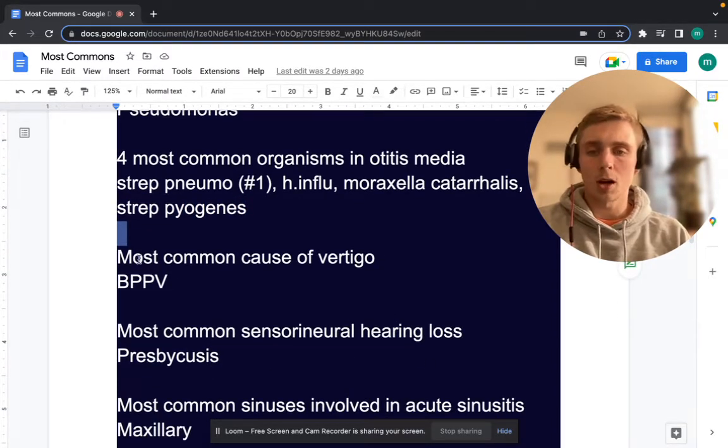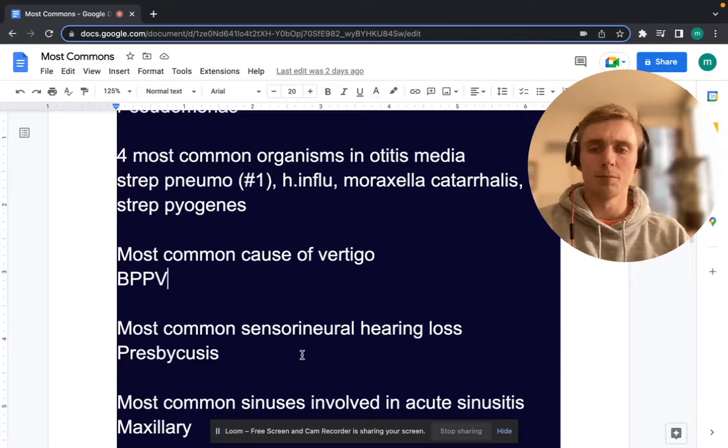How about what is the most common cause of vertigo? So what is the most common cause of vertigo? That's going to be BPPV, benign paroxysmal positional vertigo. So benign paroxysmal positional vertigo is the most common cause of vertigo, and the test to diagnose BPPV is the Dix-Hallpike maneuver. So you want to do the Dix-Hallpike maneuver to diagnose it, and what is the treatment? What is the best treatment maneuver for BPPV? That's going to be the Epley maneuver. So Dix-Hallpike for diagnosis and Epley maneuver for treatment, and the most common cause of vertigo is benign paroxysmal positional vertigo.